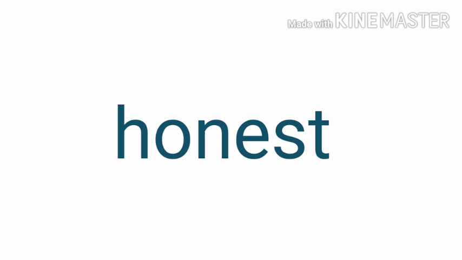In the same way, before the word honest, we use the article an. We don't read it as honest beginning with the sound ha. It is wrong. So you read it as honest, beginning with the sound O. Honest. Hope this much is clear to you.